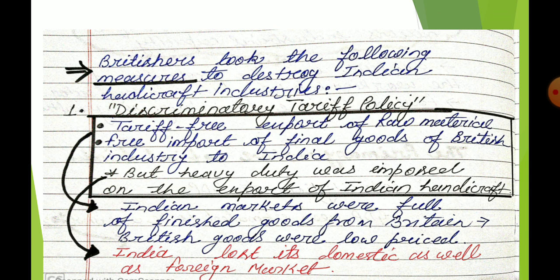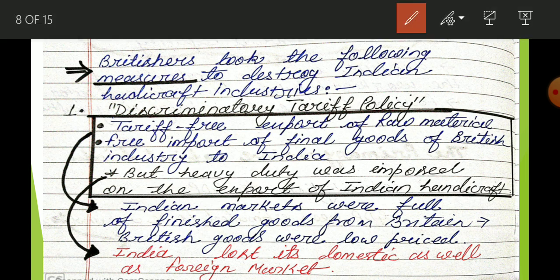Now, how did they carry out this work of systematic deindustrialization, and with its help, how did they destroy the handicraft industry? For destroying the handicraft industry, they adopted the policy of systematic deindustrialization. They started to adopt such policies that the Indian handicraft industry started to close. For that they adopted many measures.